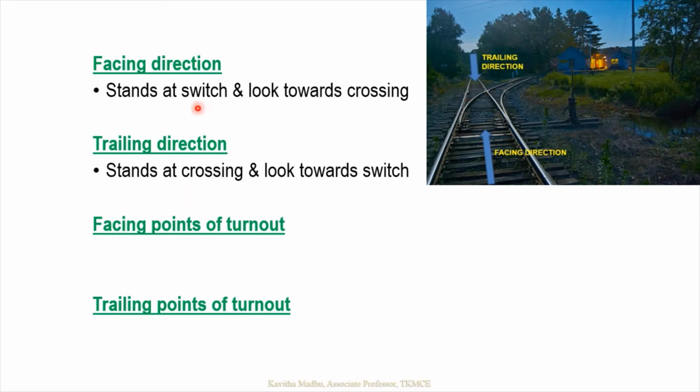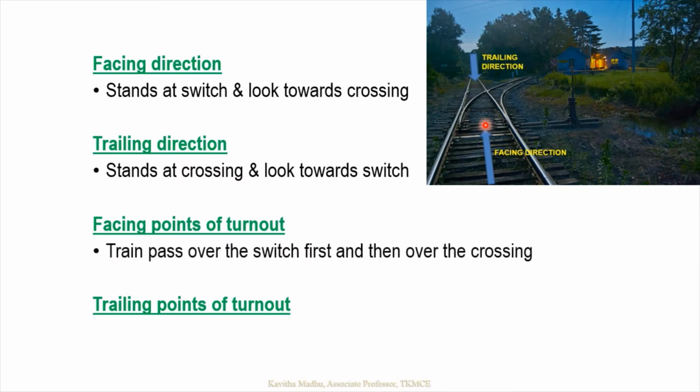So if a person is standing at the switch and looking towards the crossing, that direction is what is known as the facing direction. So what will be the trailing direction? If a person is standing at the crossing and looking towards the switch, that becomes the trailing direction. Facing points of turnout are those where the train passes over the switch first and then over the crossing.